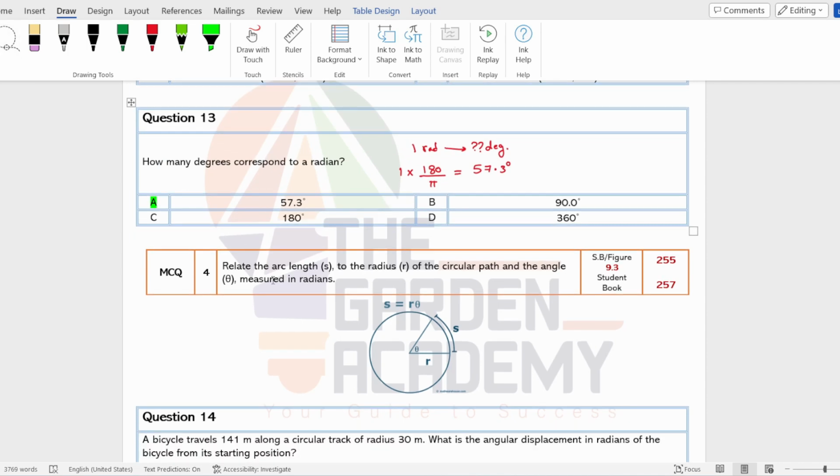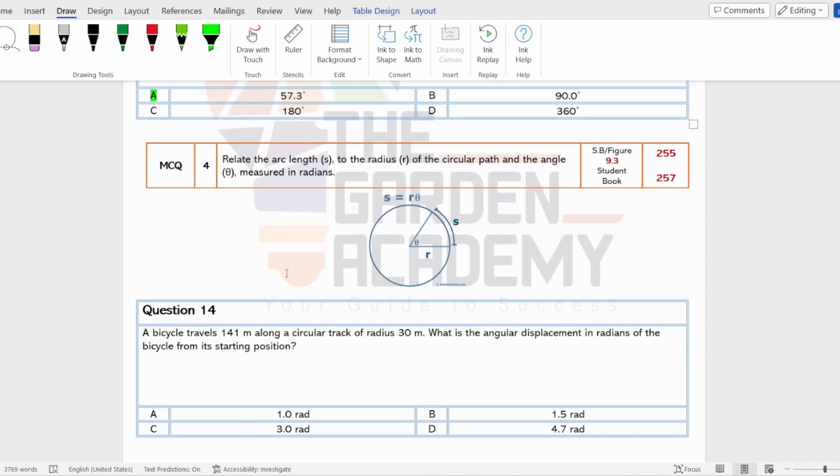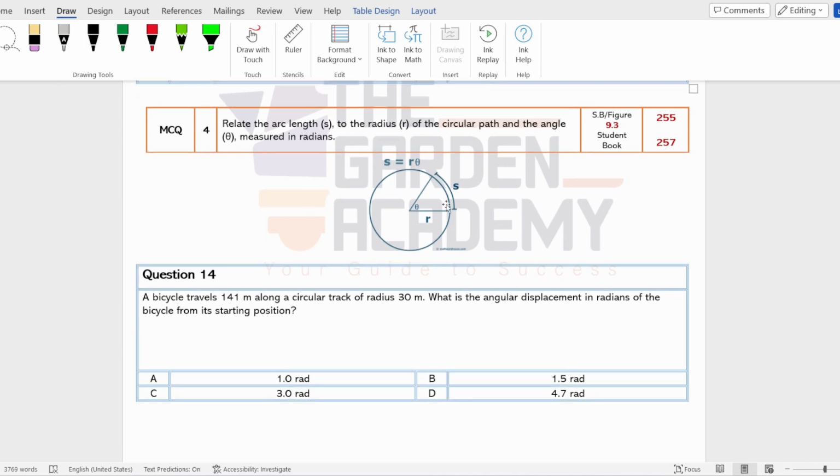جميل. ننتقل الآن إلى الجزئية الرابعة راح تكون عندنا إن شاء الله في ال MCQs. حكينا بأنه relate the arc length S to the radius R of the circular path and the angle theta measured in radians. طبعا هاي هي العلاقة. شو ال S؟ عبارة عن ال arc length، هو عبارة عن إيش؟ linear displacement فعليا. Theta is basically the angular displacement.